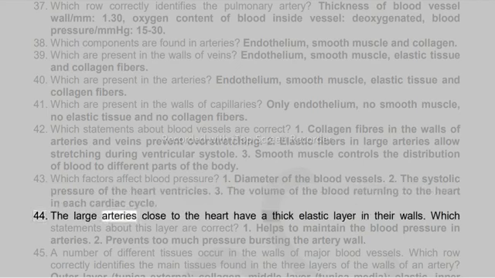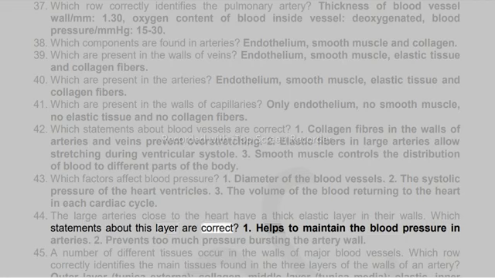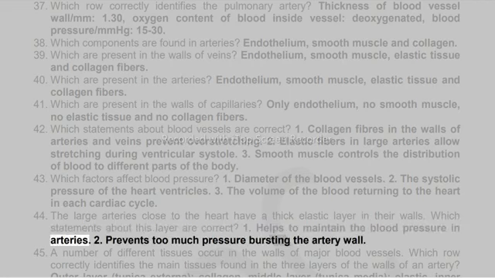33. The large arteries close to the heart have a thick elastic layer in their walls. Which statements about this layer are correct? 1. Helps to maintain the blood pressure in arteries. 2. Prevents too much pressure bursting the artery wall.